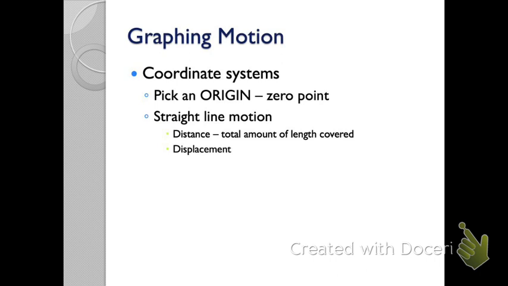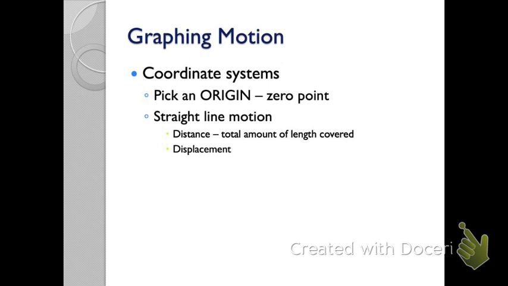I can go here, 3 meters, here, 1 meter, here, another 3 meters, and here, 1 meter. I've got 3, 3, 1, 1, so I traveled 8 meters. But I can't give a direction that goes with that because I went 1, 2, 3, 4 different directions. It doesn't work. So distance is the amount of length covered. We don't use that number very often. We're going to use displacement much more often.